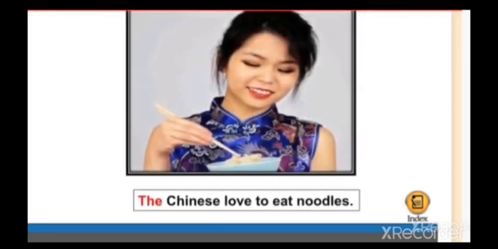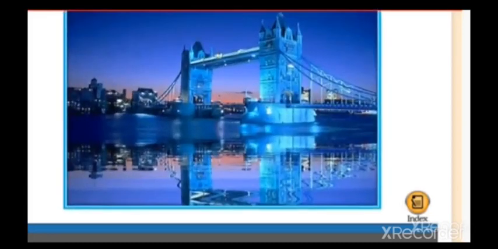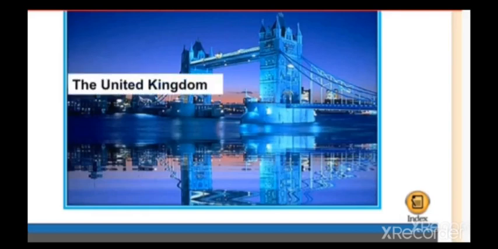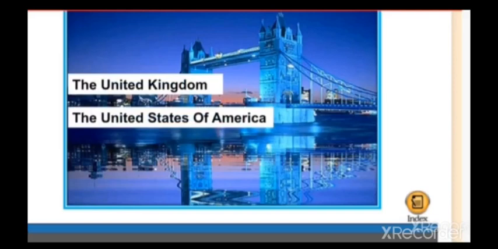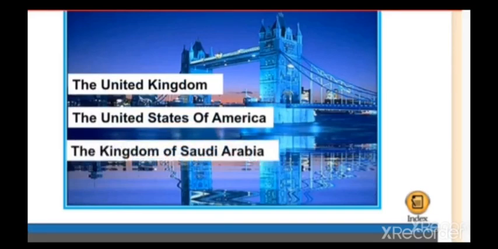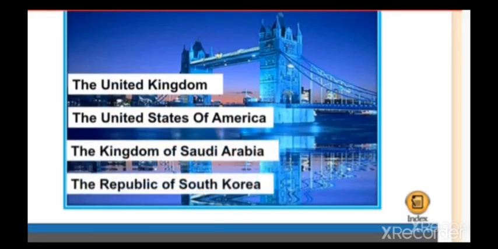We use the definite article before the names of a community or a class of people. Consider the example given below. The Chinese love to eat noodles. The definite article is used also before the names of countries, which are a collection of states. The United Kingdom, the United States of America, the Kingdom of Saudi Arabia, the Republic of South Korea.